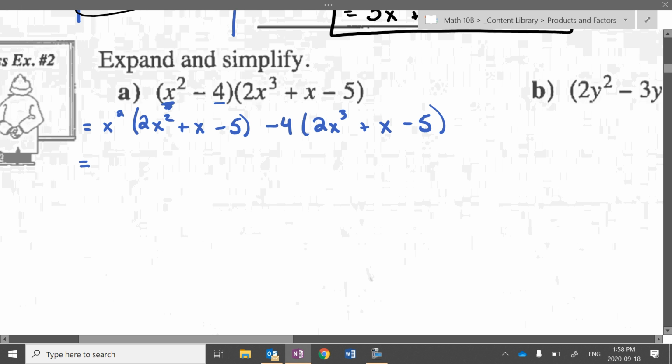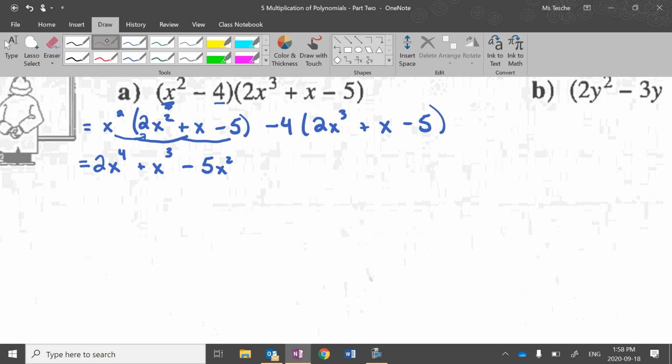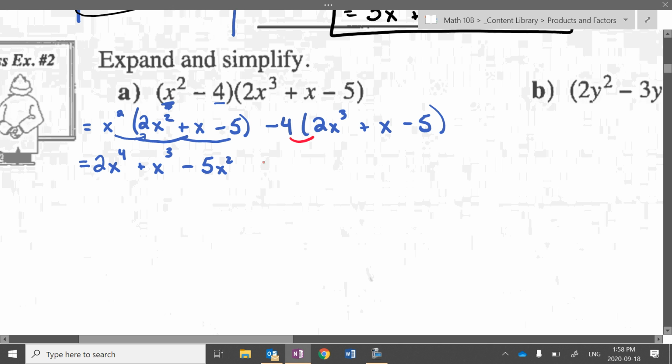So when I multiply that x squared in, I'm going to do each term. So I'm going to get 2x to the power of 4. You add your exponents. x to the power of 3 minus 5x squared. Negative 4, I'm going to get minus 8x cubed minus 4x. And then negative times negative, be careful, it gives me a positive 20.